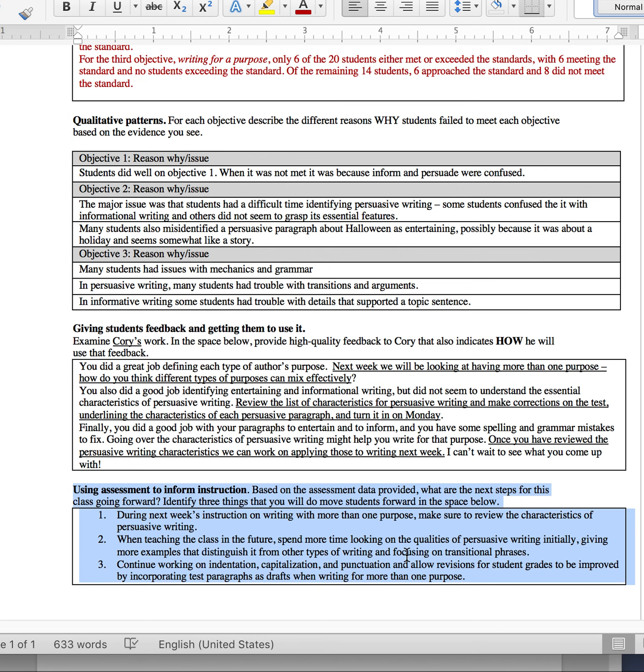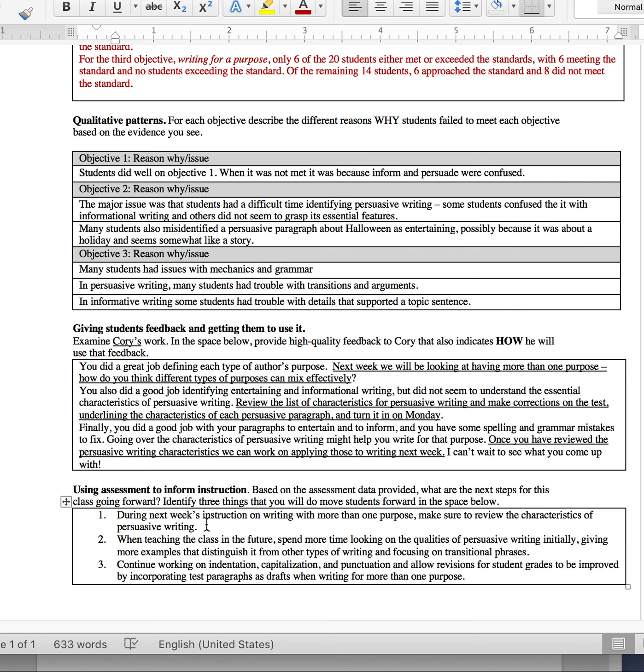The final task is using assessment to inform instruction. Based on the assessment data provided, what are the next steps for this class going forward? So, I came up with these three. You could come up with different things. Just make sure that you're thinking about addressing student needs to help everybody move forward. It could be some extensions, it could be some additional supports, and it can even refer back to what you would do differently with this particular class or with this particular lesson if you were teaching it again.